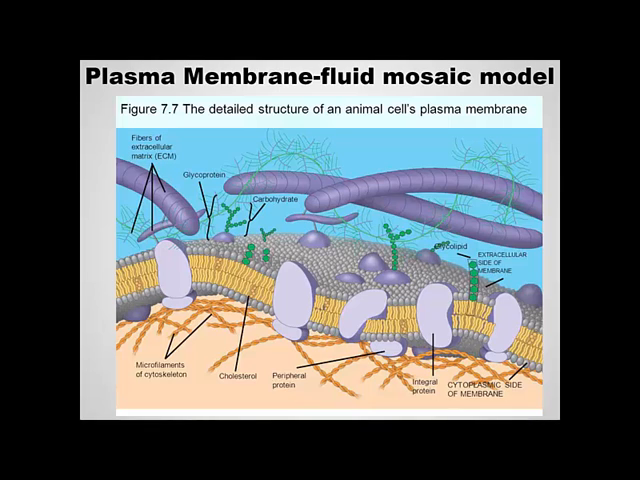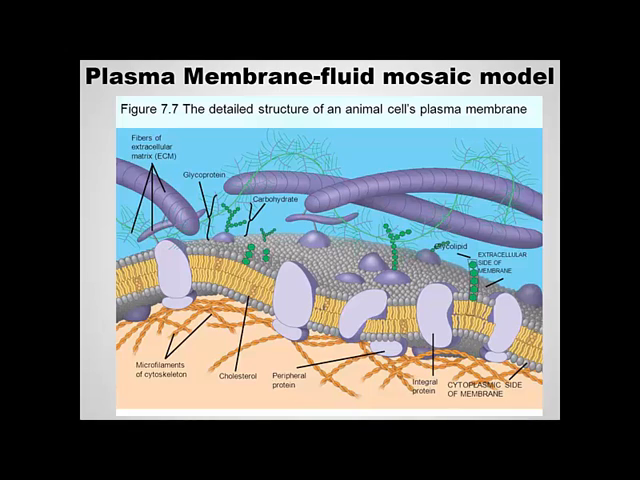There are these integral proteins which go all the way through the bilayer, with one portion on the outside and one portion on the inside. There are these carbohydrates that are attached to these proteins. There's some of these proteins that are just on the inside or just on the outside.